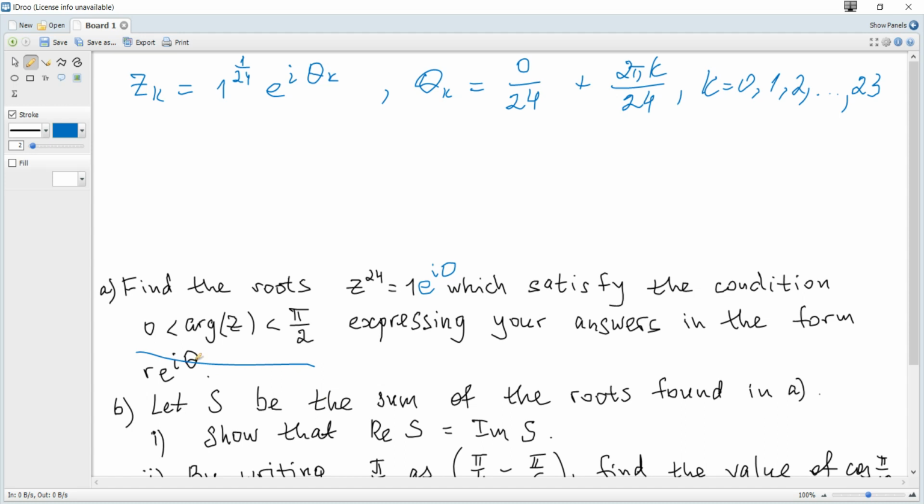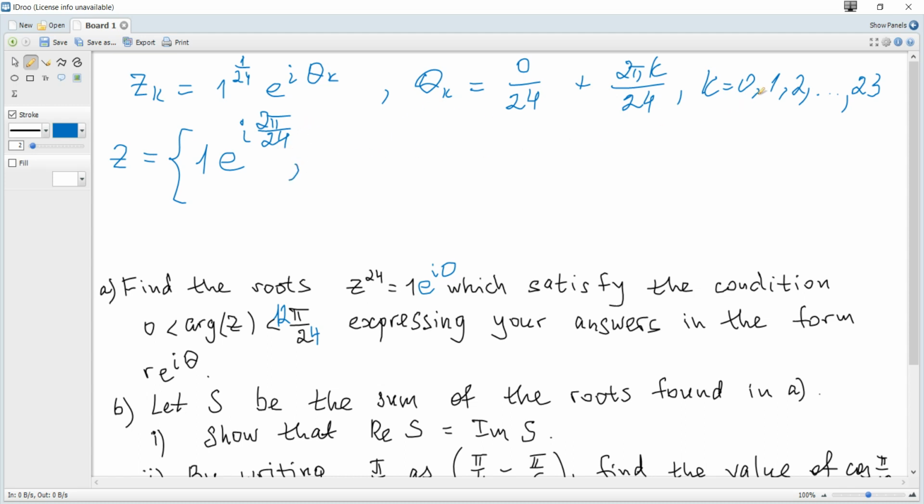And we need roots from a given region, and let me write pi over 2 as 12 pi over 24 to be more useful. And we can see that possible roots are, when k is 0, it becomes 0 plus 0 is 0, but the argument of that is strictly greater than 0, so it's not a root. When k is 1, it becomes 0 plus 2 pi over 24, it's a root. 1 to any power is 1, so the first possible root is 1 multiplied by e to the power of i 2 pi over 24. I will not simplify, I will keep a common denominator 24.